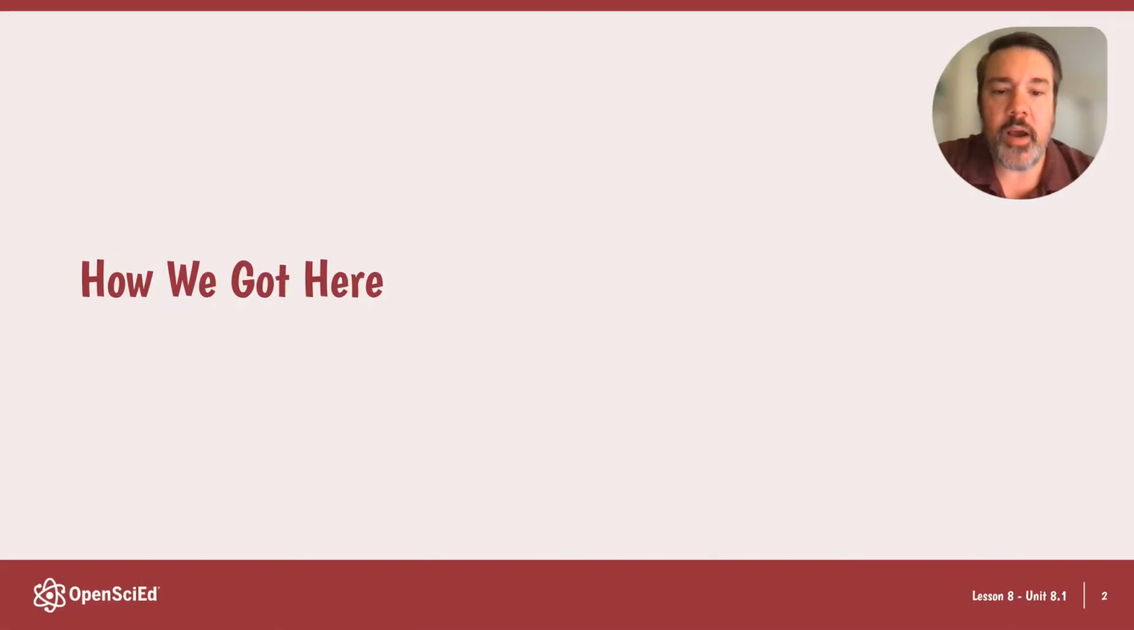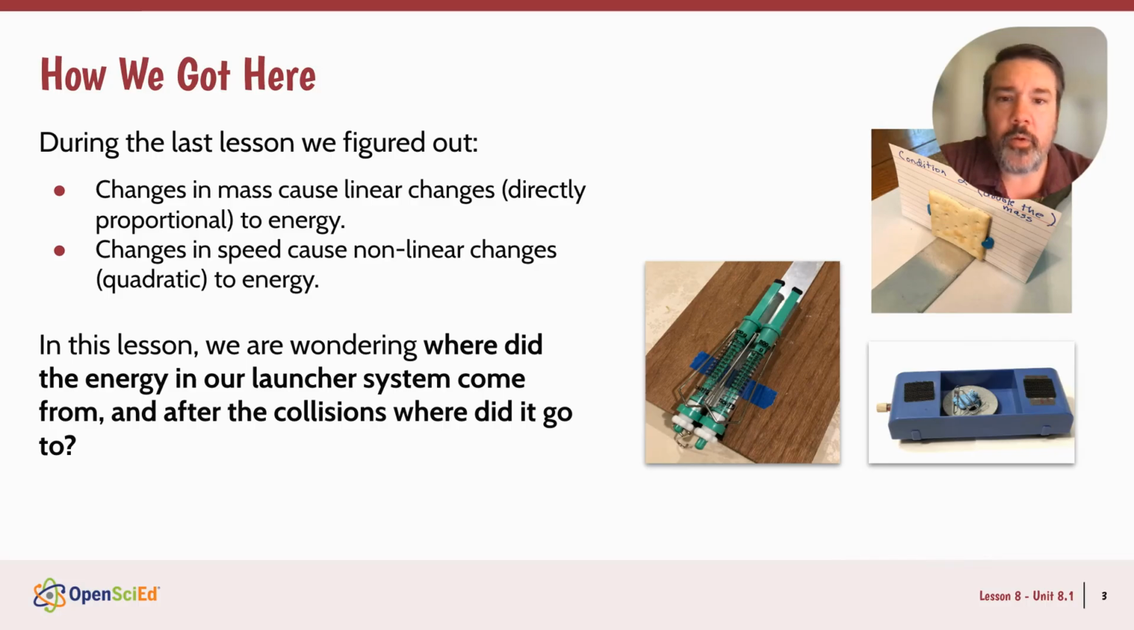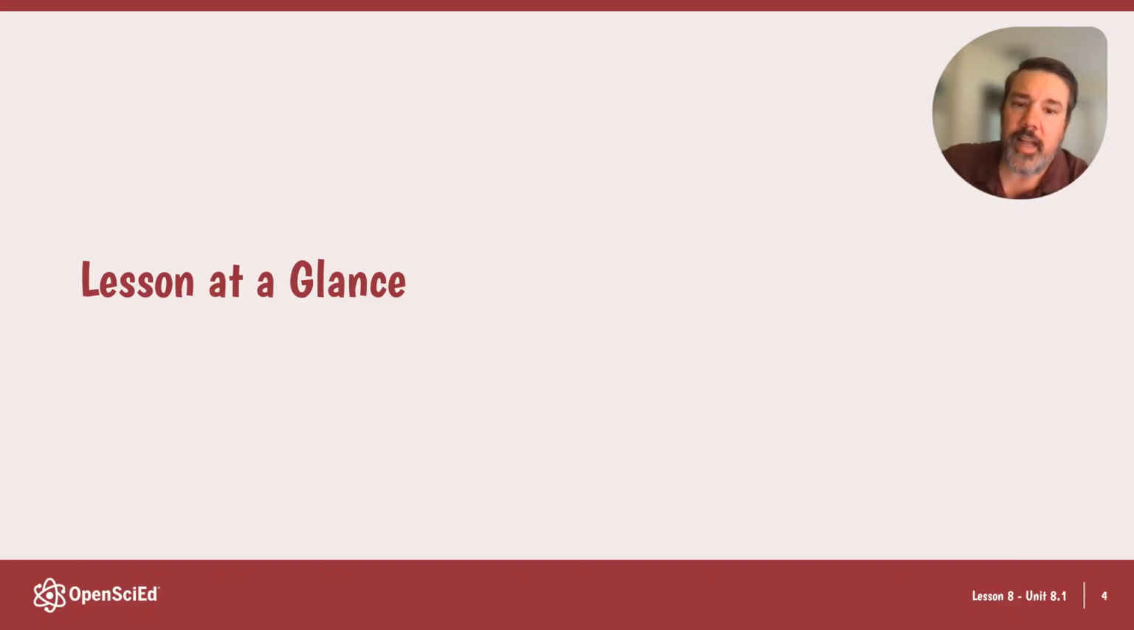So let's remind ourselves how we got here. In the previous lesson, we were really interested in investigating how mass and speed affect kinetic energy. So changing mass or changing speed, how does that relate to the amount of energy? We discovered that changes to mass are linear and changes to speed are quadratic. In this lesson, we're wondering, where did the energy come from that's in this launcher system? And where does it go after we have all these collisions, like when the box and cart collide? So let's take a look at this lesson at a glance.